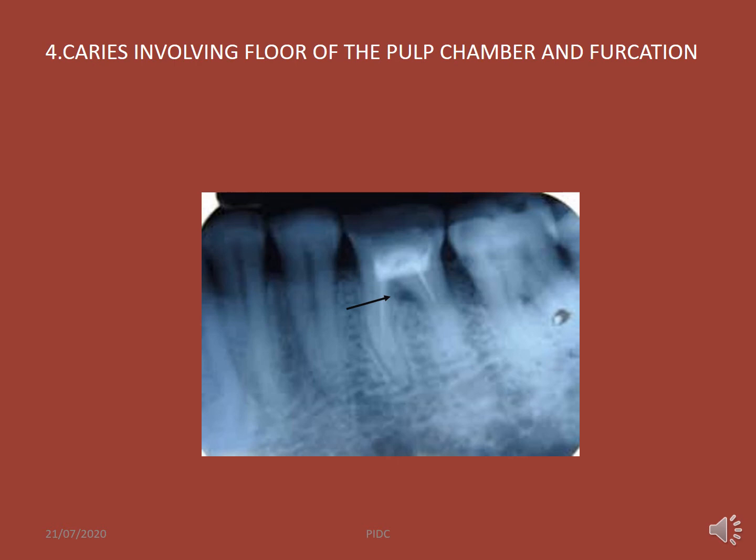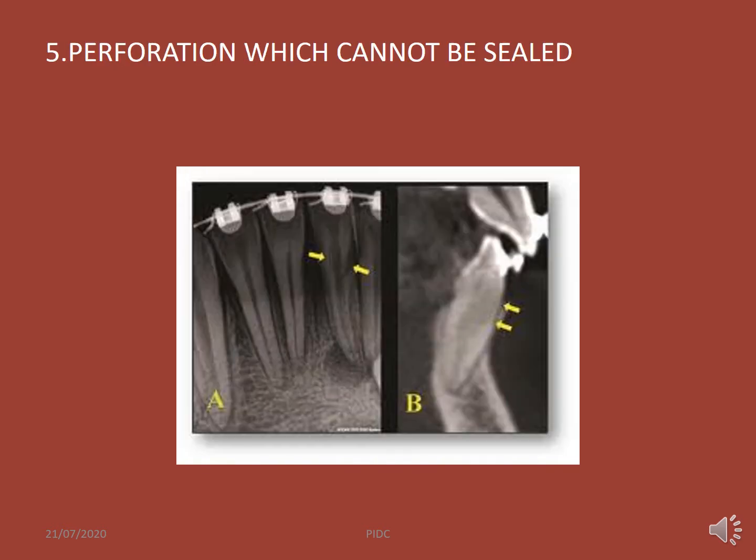But in certain cases, if it is a long standing caries involving the pulp and floor of the pulp chamber and in the furcation area, and you feel that this perforation cannot be sealed properly or the bone loss is very severe at the furcation area, then you may have to go for an extraction instead of an endodontic treatment. There are certain perforations which cannot be sealed. In those cases, the choice of treatment would be extraction.